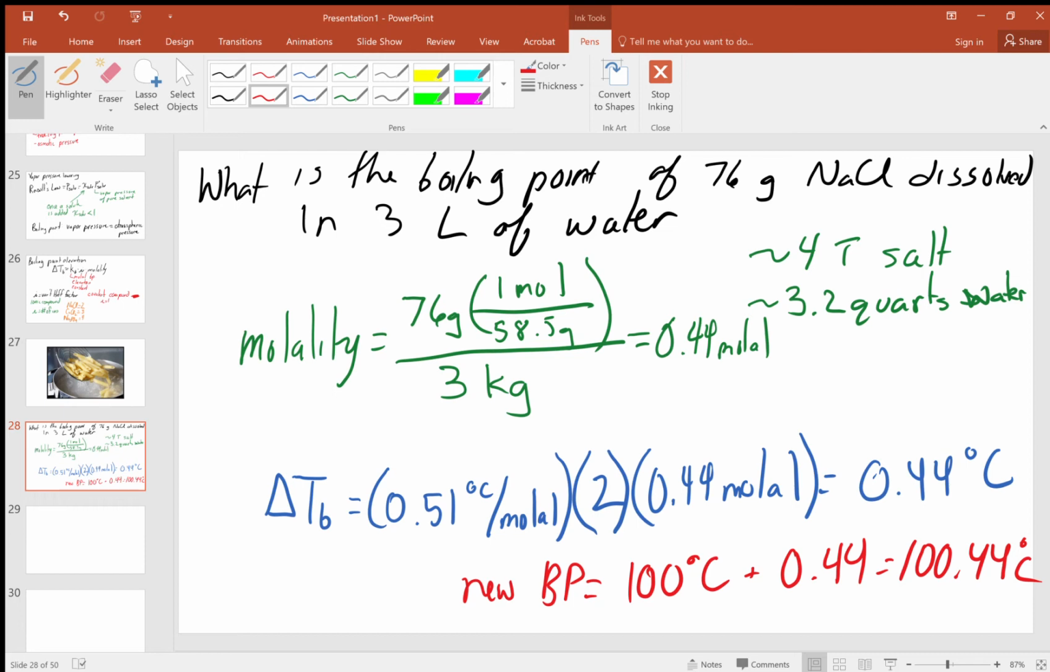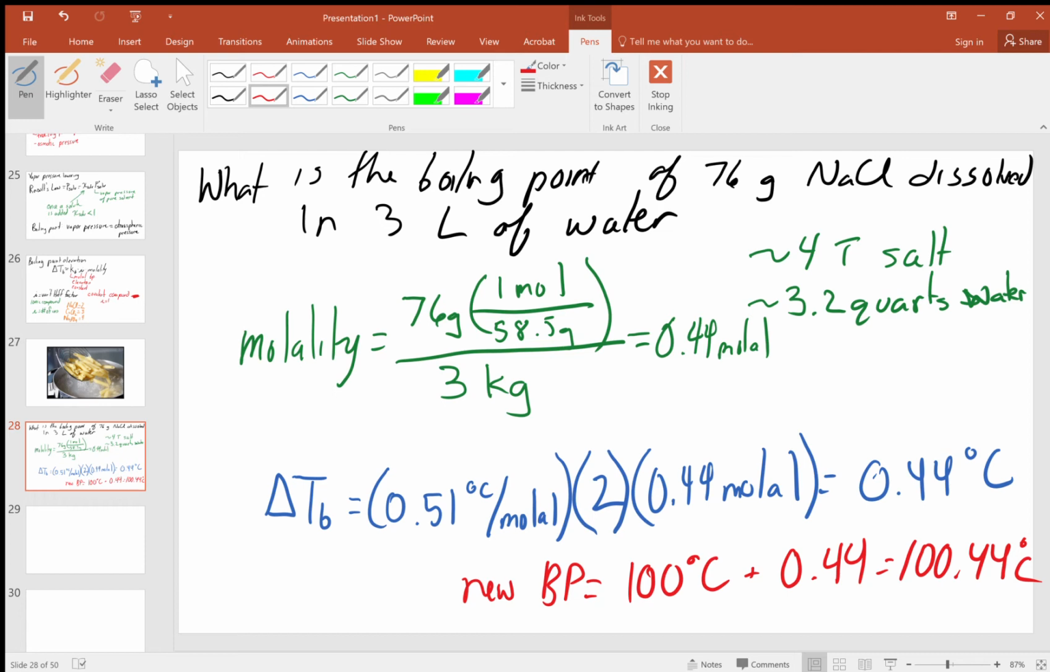And you'd have to add truly a lot of salt to even get a 1 degree increase in the boiling point. So to get a 1 degree difference in the boiling point, we'd have to add close to 9 tablespoons of salt to our 3 liters of water. When you think about it, that's an awful lot of salt. 9 tablespoons, that's equivalent to what? Over half a cup of salt? So you'd need over half a cup of salt in 3 liters of water to just get a 1 degree increase in the boiling point.